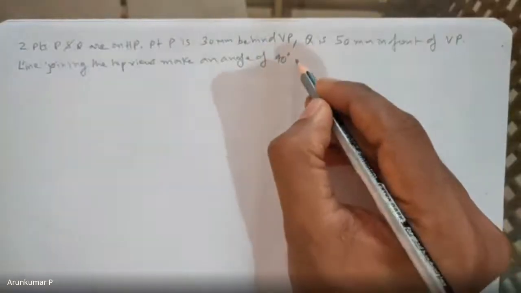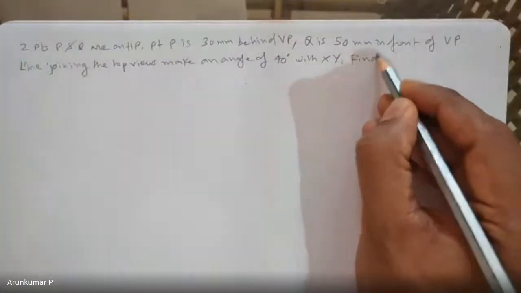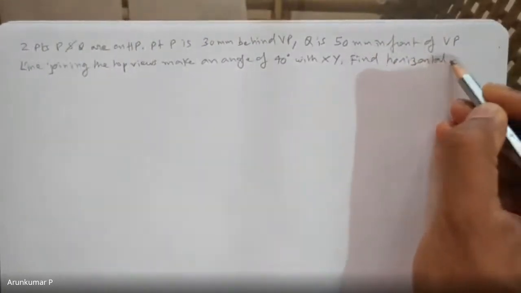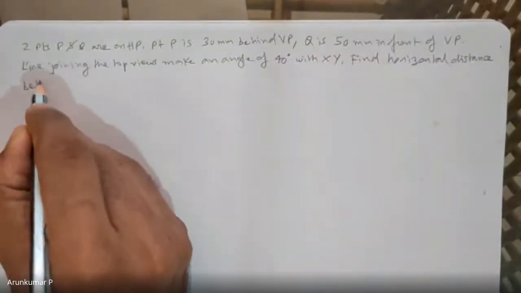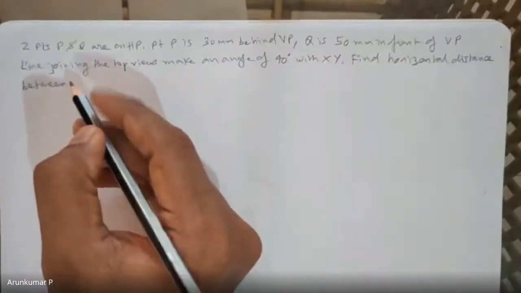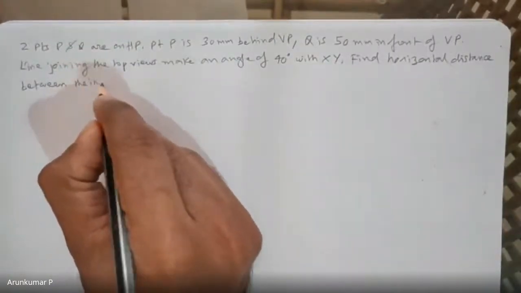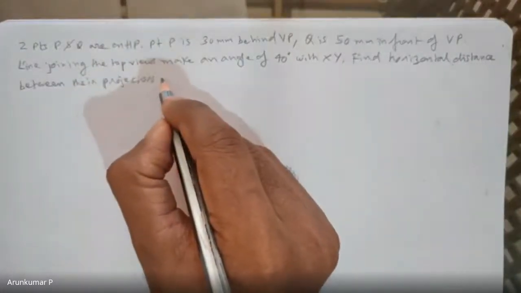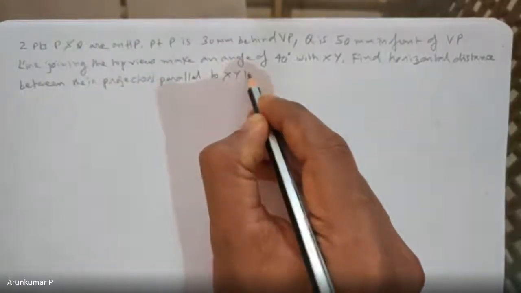40 degrees with XY. So you need to find the horizontal distance between their projectors parallel to XY line.